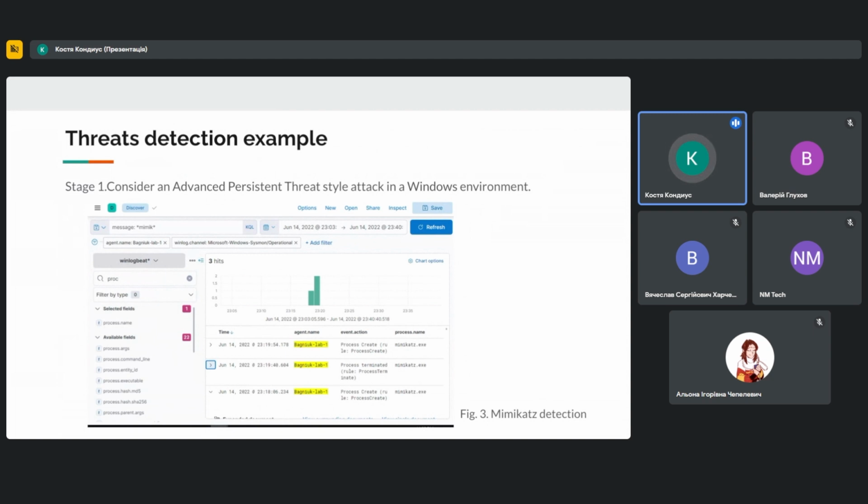The first stage is to consider the advanced persistent threat style attack in a Windows environment. When mimikatz is detected in the first stage, it usually indicates the following three things. The first, an attacker has gained a foothold in the network. The second, the attacker managed to escalate privileges to run mimikatz. And the final one, the attacker is most likely using mimikatz to obtain credentials to attempt horizontal distribution across the infrastructure. At this stage of detection, mimikatz can provide insight into where the attacker is in the life cycle and what they might do next.